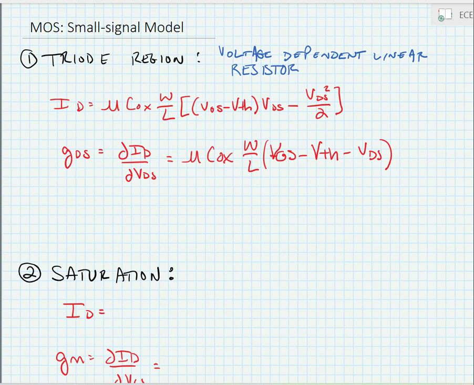Now we note when it's being used this way, as a switch, VDS is often pretty close to 0. So here we can model the transistor in this mode as a resistor whose value is dependent primarily on VGS, and the resistance is between the drain and the source. The resistance value is equal to 1 over the GDS value that we just calculated above.